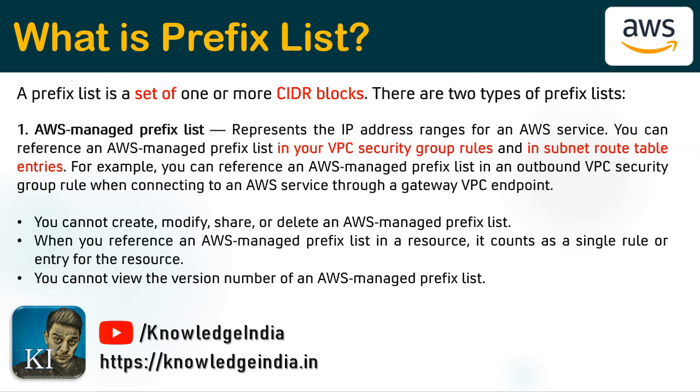Okay. Now, please understand the AWS managed one, you cannot delete it or modify it because it is managed by AWS, right? When you reference an AWS managed prefix list in a resource, it counts as a single rule or entry for the resource. Basically, though in this AWS managed prefix list there might be many CIDR blocks, it still gets counted as one rule against your limit of the security group rules. As we move forward, you will see how it differs for the second type, right? And there is no versioning as such in the prefix list which is AWS managed type.